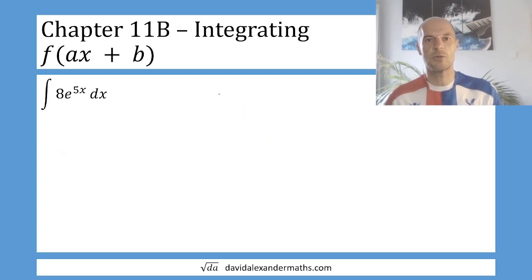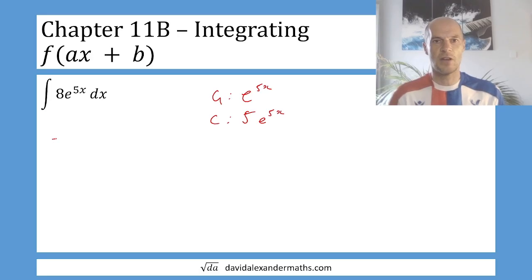Okay, here's another example. So my guess, I'll put a G for guess, is e to the power of 5x. My check will be 5e to the 5x. And we want more than 5, so we are going to have to do 8/5 of e to the 5x. So that's 8/5 times e to the power of 5x plus c. And just do a double check if you're not sure. 8/5 times 5, well, the 5's will cancel, that will just give us the 8.